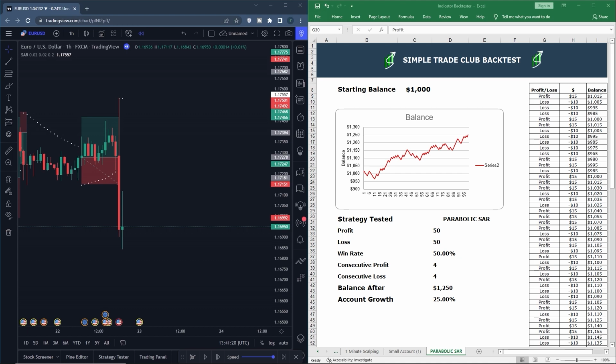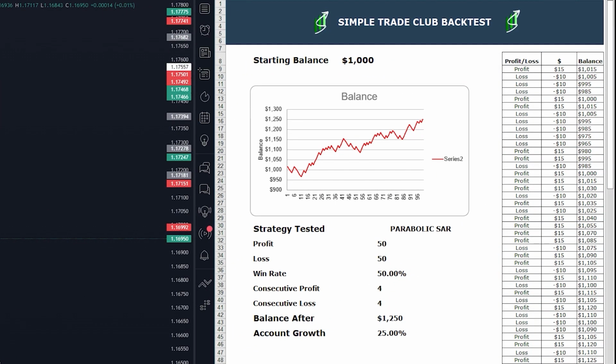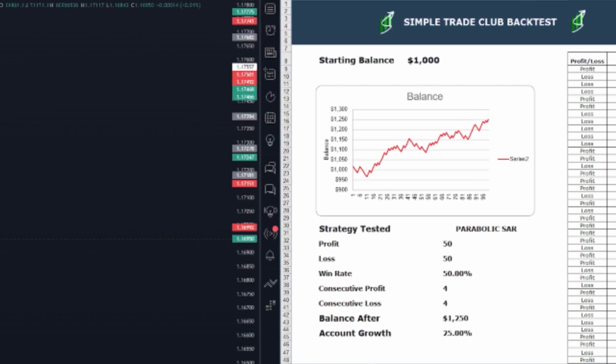Now, we can see the result of the Parabolic SAR indicator. The Parabolic SAR indicator has 50 profit trades and 50 loss trades. It means on 1 to 1.5 risk-reward ratio, the Parabolic SAR indicator has 50% win rate. The consecutive profit is 4 trades in a row, and the consecutive loss is 4 in a row. The account started from $1,000 and ended up at $1,250 with 25% account growth.